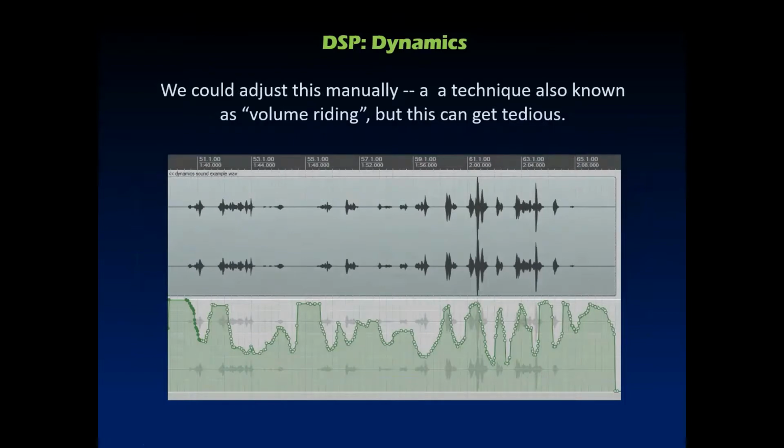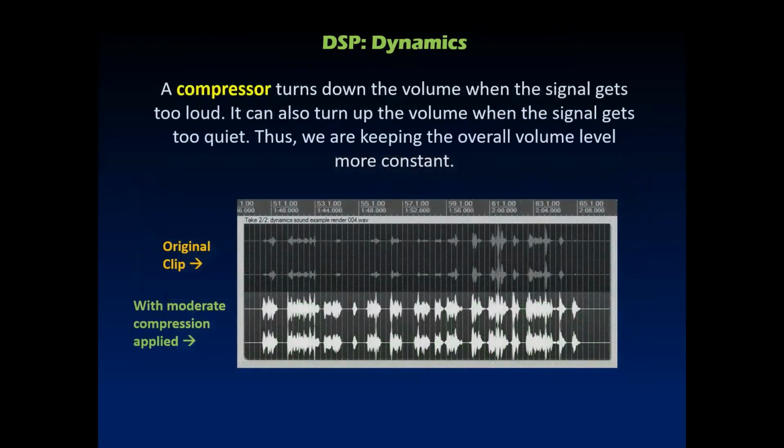Fortunately, we have an effects plugin we can use called a compressor. This is a tool that will turn down the volume essentially when a signal gets too loud, and that "too loud" being what you've wanted to define it as. It can also turn up the volume when the signal gets too quiet. That's another option as well. So we're keeping the overall volume level more constant, and we can kind of dial that in or out, how much we want to squash this sound clip, its dynamic range.